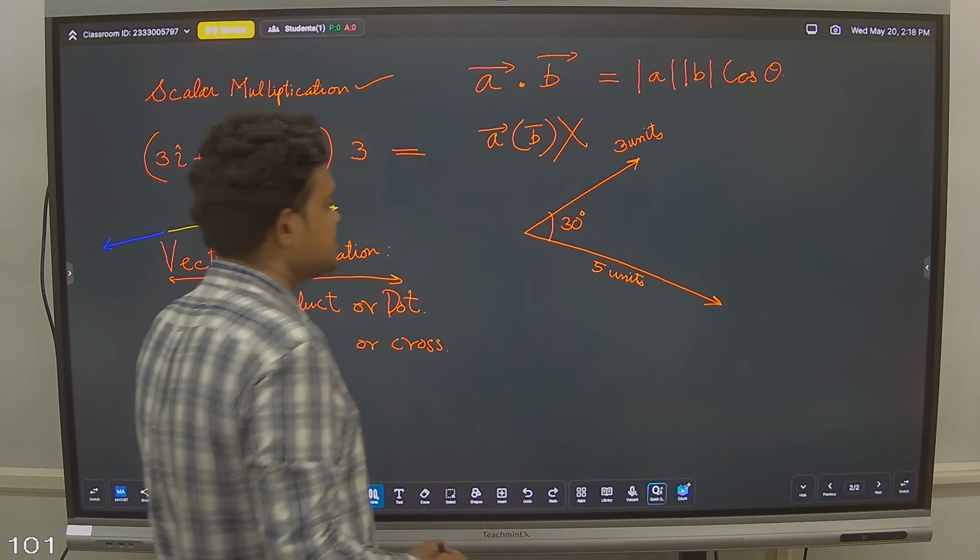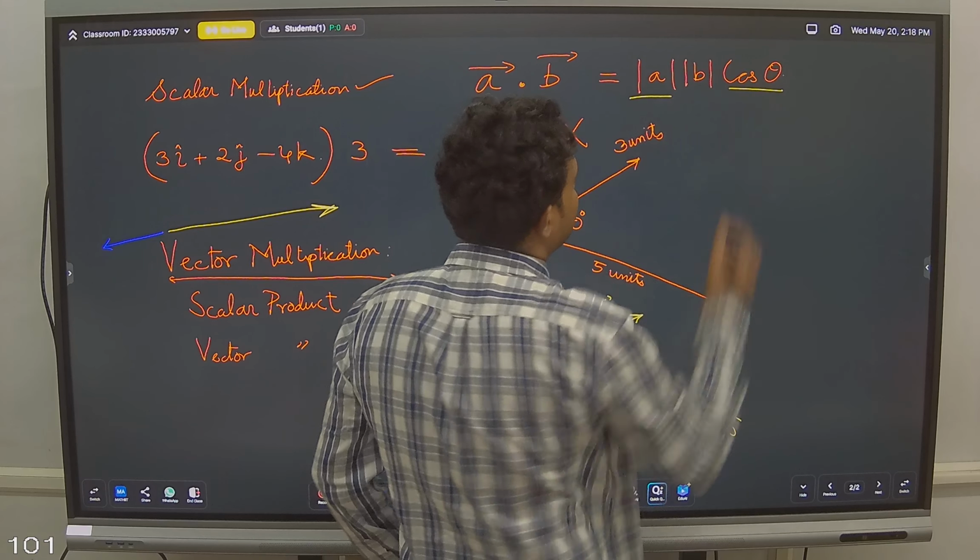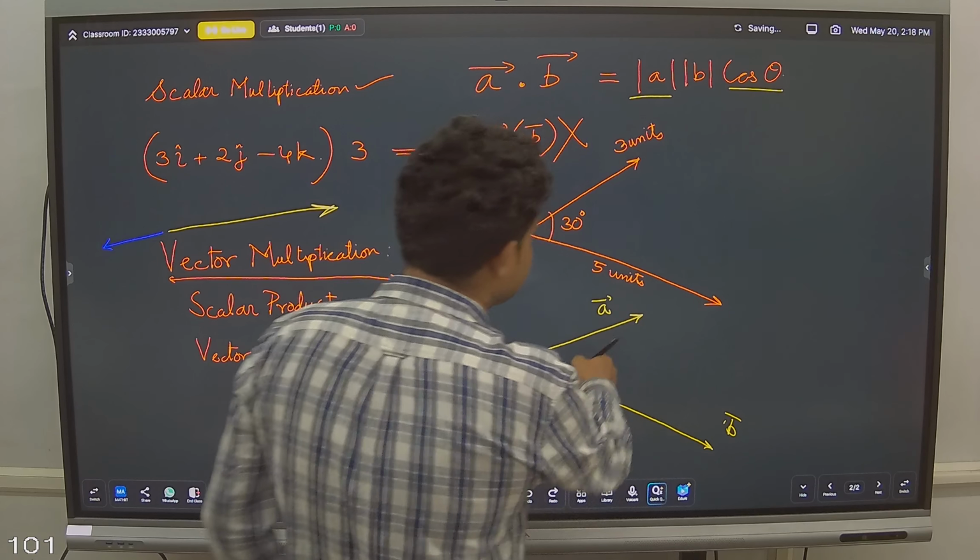So can you give me a geometric interpretation of dot product? If you have two vectors, this is say vector A and this is vector B. What is A cos theta? What is mod A cos theta, by the way? This is mod A mod B cos theta, right? What is mod A cos theta here in this diagram? It is the component of A along B, right?